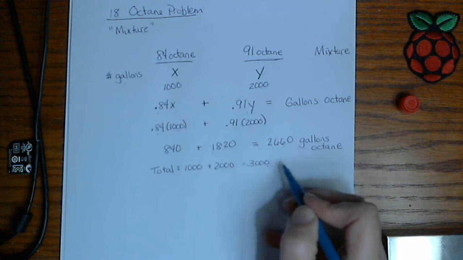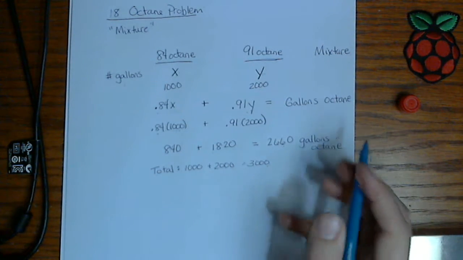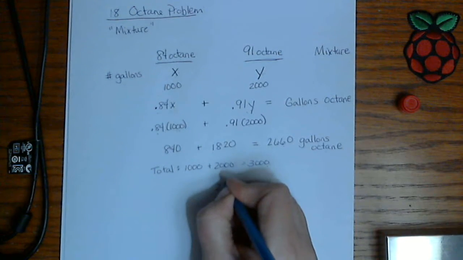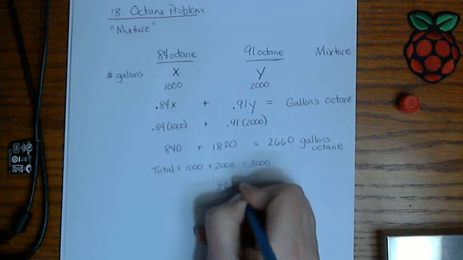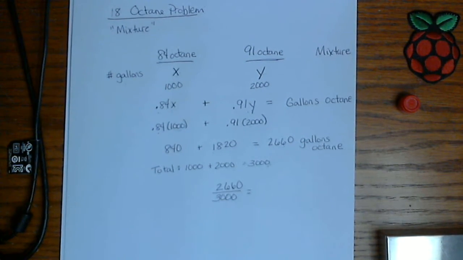So out of the 3,000 gallons of gasoline, 2,660 gallons were octane. So in order to do part C, which is what will the octane number be, we would have to divide 2,660 divided by 3,000 to figure out the octane number. Now you can do that in your head, or you can use a calculator. I'm using a calculator right now to do that little bit of arithmetic.